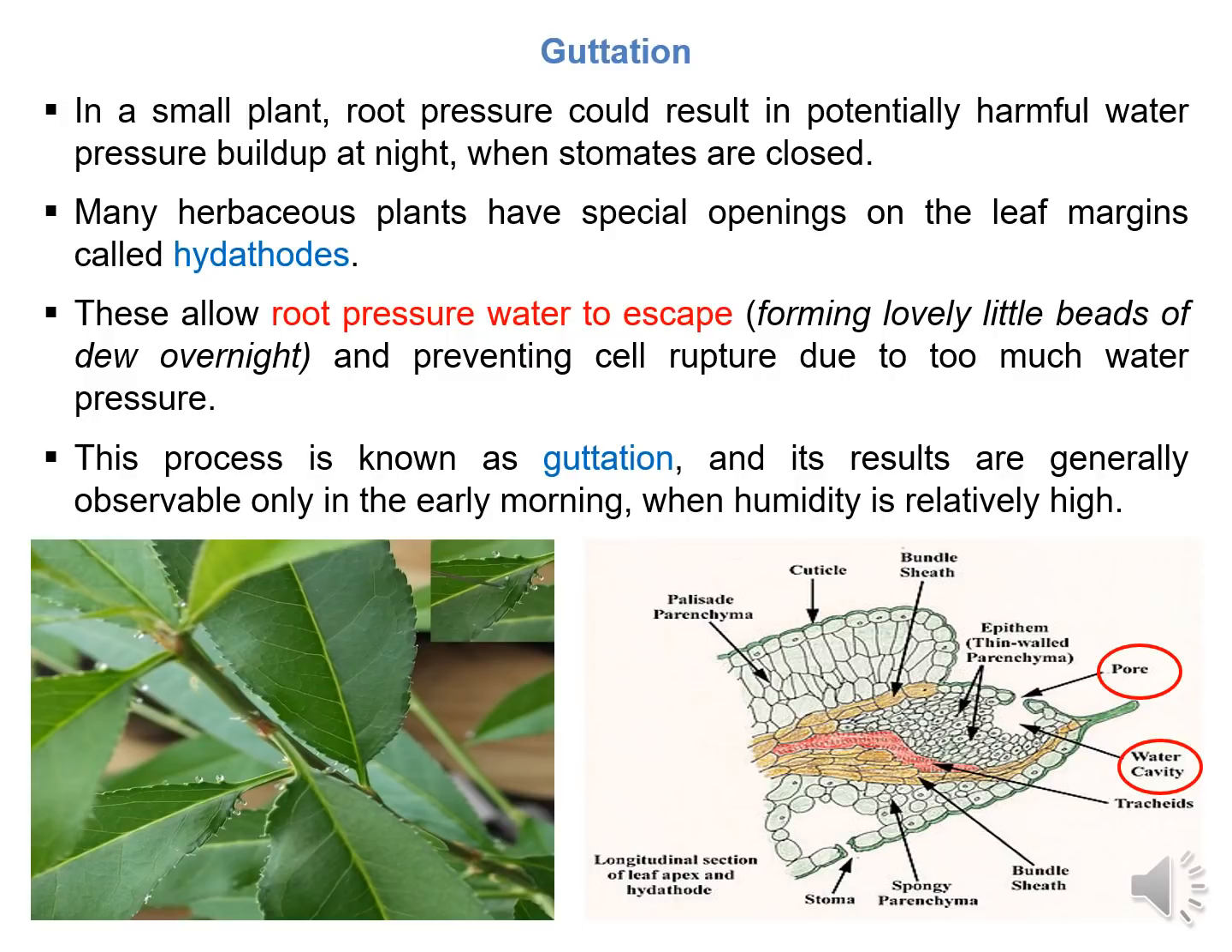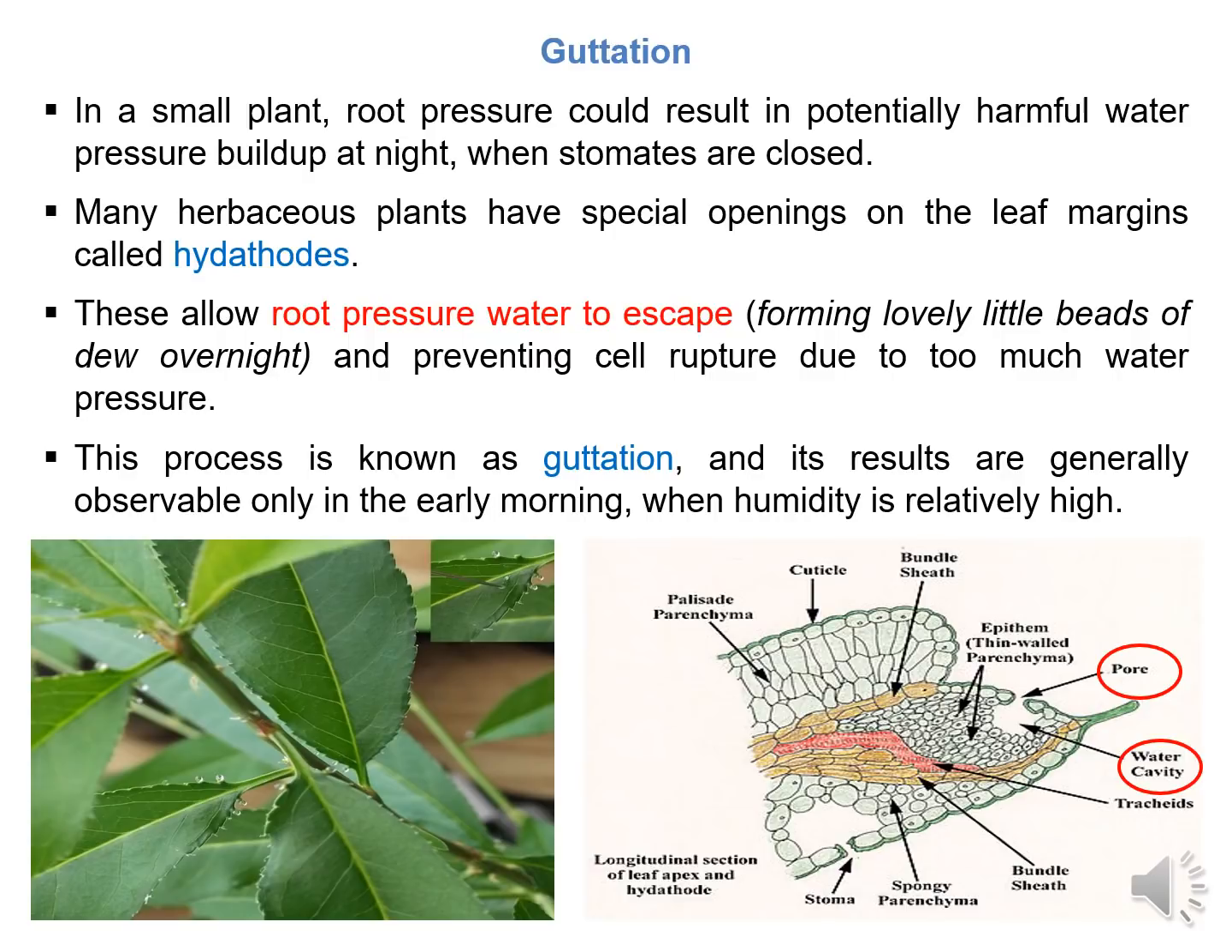Now, in a small plant, root pressure could result in potentially harmful water pressure which builds up at night when the stomata are closed. In many herbaceous plants, or many small plants, there are special openings on the leaf margin called hydathodes. These hydathodes allow root pressure water to escape, and this will form a little bit of dew overnight, preventing cell rupture due to too much water pressure. This process is known as guttation, and its results are generally observable only in the early morning when humidity is relatively high.